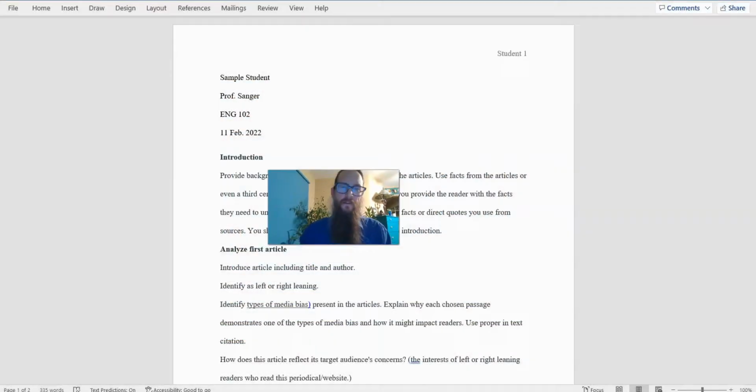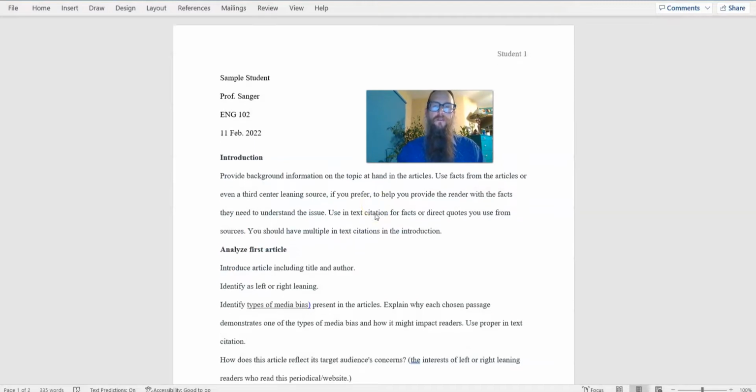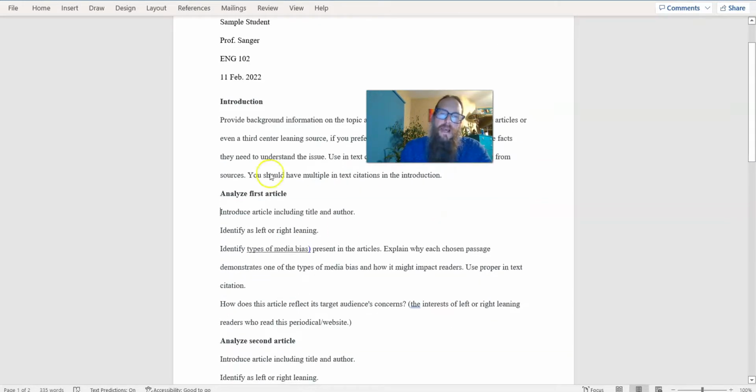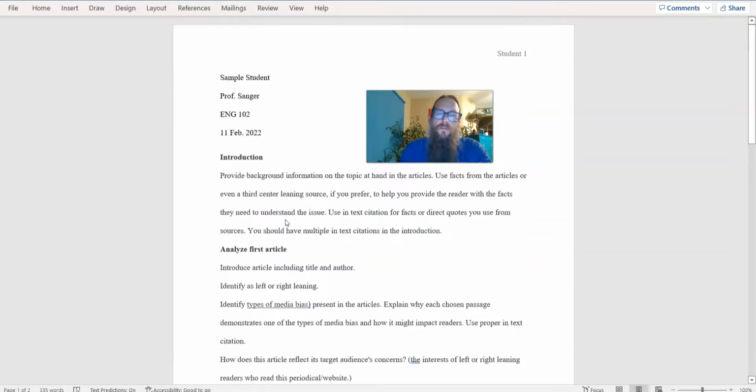Let's talk about how to do that. I created an example here that I think will be helpful to you, because I always like to use the football example with writing. If you're going to learn how to throw a football effectively, you want to be able to see somebody else do it well so that you can emulate it. So what I've done here is I just copy pasted all of the assignment directions into an MLA formatted paper.